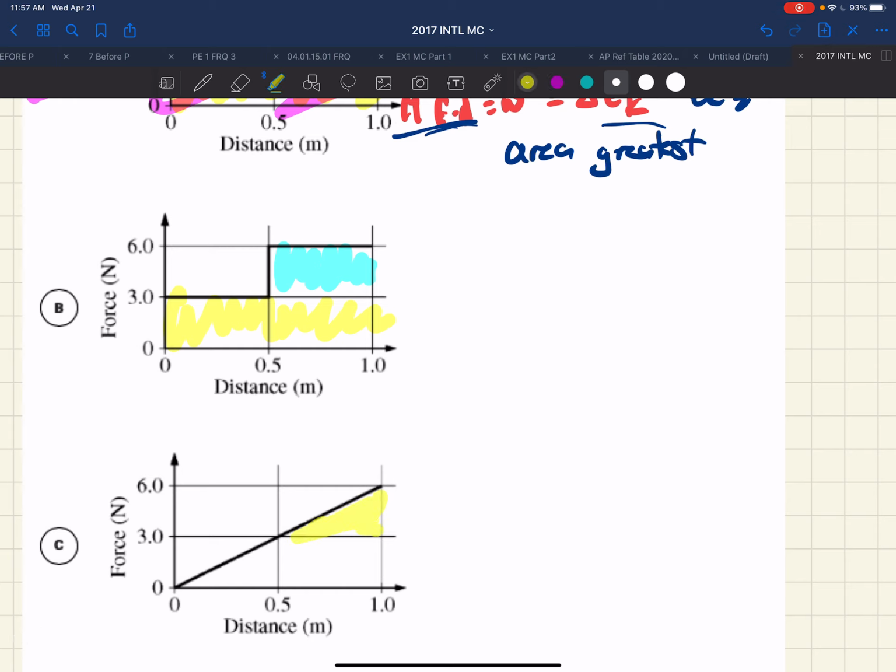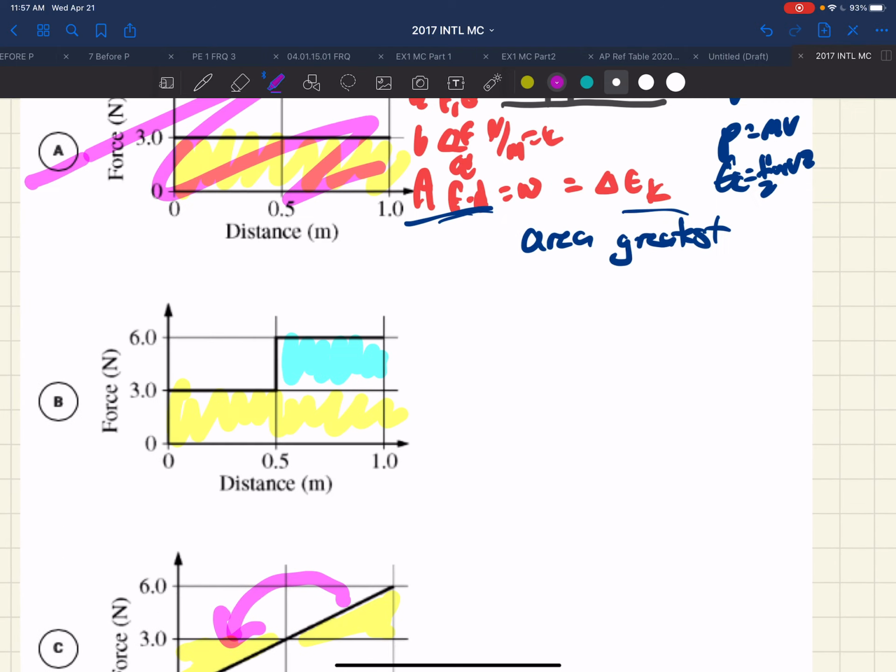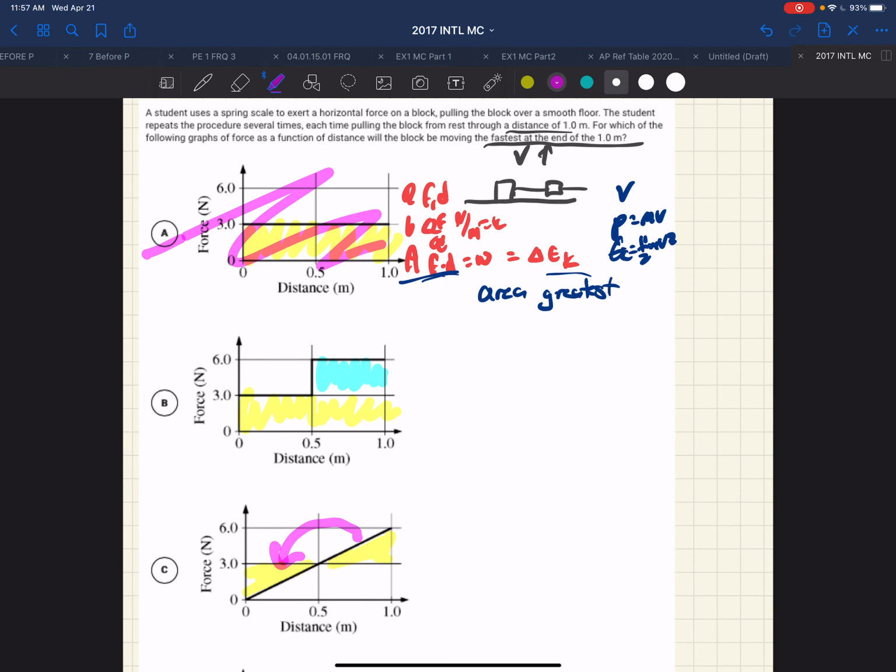If we look at this little triangle and this missing triangle, we see that if we rotate that around the axis, they are equal to each other, which means it has the same area as choice A. So that is out for the same reason as A.